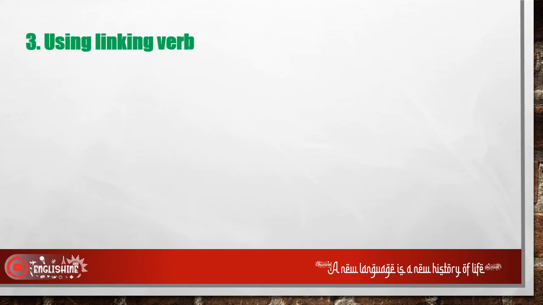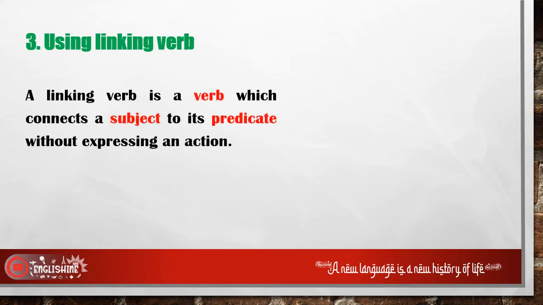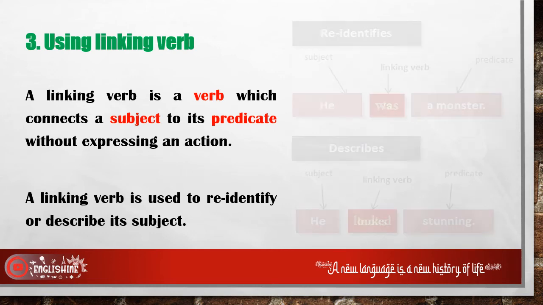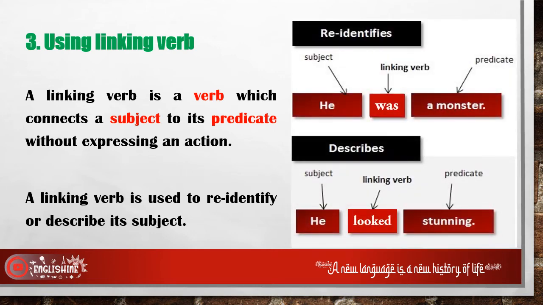Third is linking verb. A linking verb is a verb which connects a subject to its predicate without expressing an action. A linking verb is used to re-identify or describe its subject. For example, he was a monster. He is the subject, was is the linking verb, and a monster is the predicate. Was is a linking verb. Usually we call it to be.